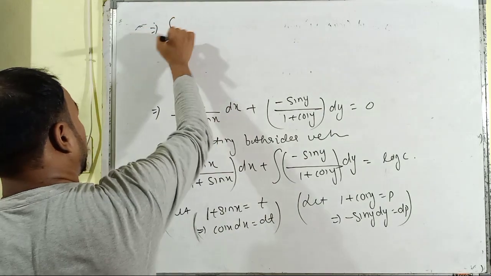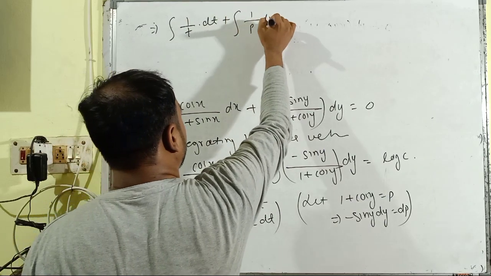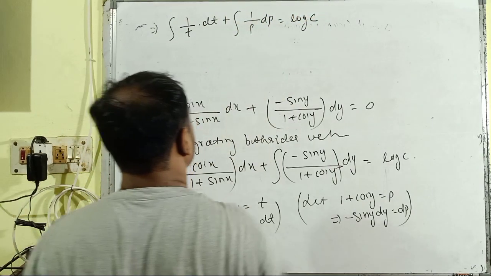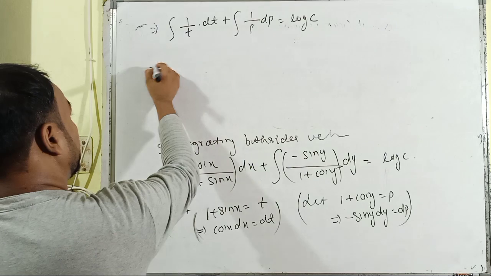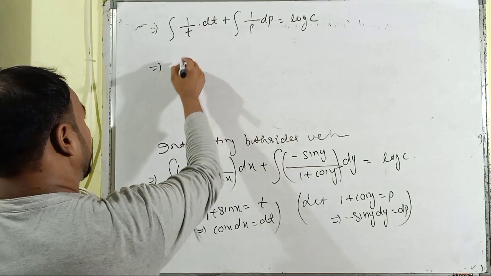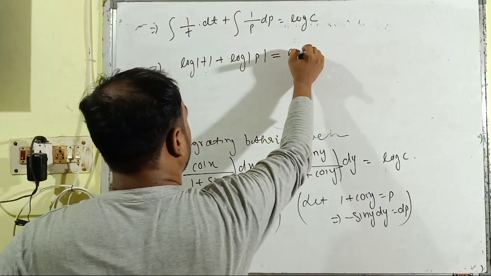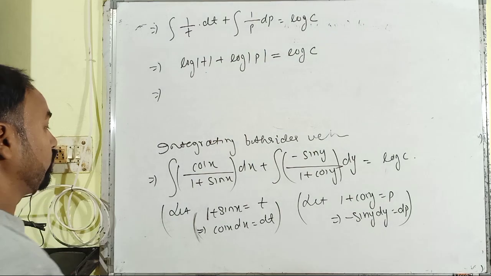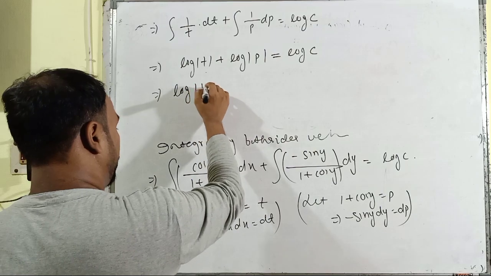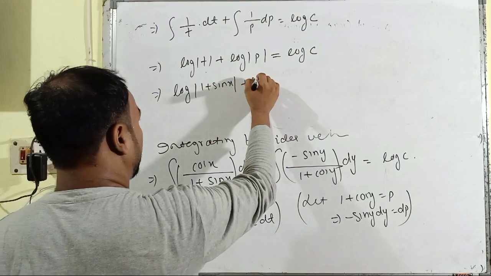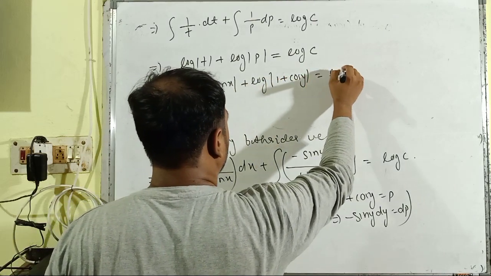We are getting just integral of 1 upon t dt plus integral of 1 upon p dp, and it is log c. Then the value of integral of 1 upon t with respect to t is log modulus of t plus log modulus of p is equal to log c. And then again by putting the value of t and p here, we are getting log modulus of 1 plus sin x plus log modulus of 1 plus cos y is equal to log c.